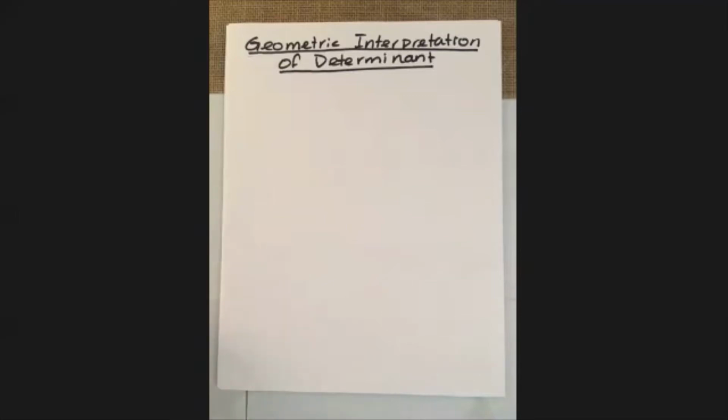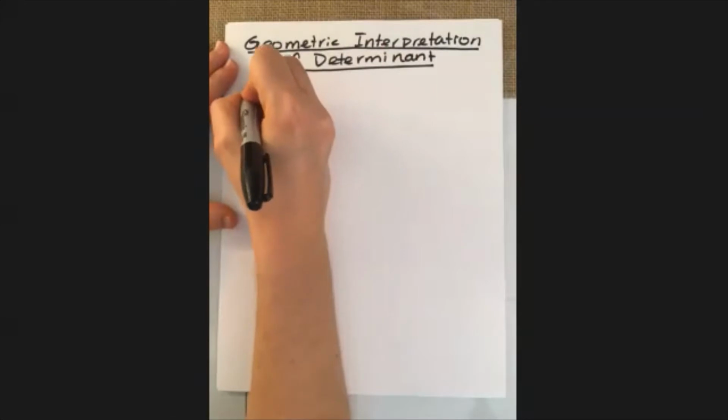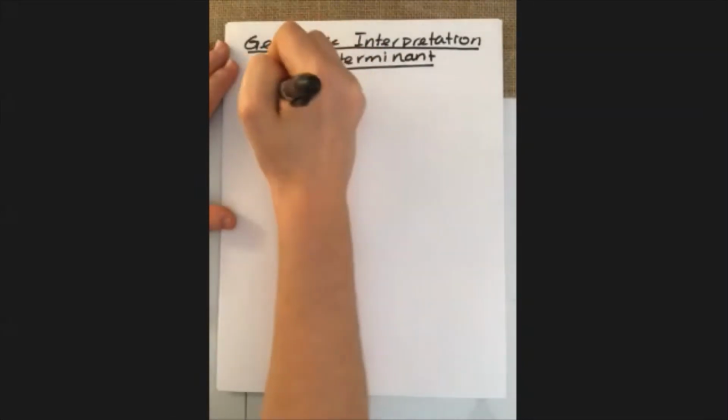In our last video, we talked a little bit about how to take determinants in the 2x2 and the 3x3 case. And in this video, we're going to take it a step farther and offer a geometric interpretation of the determinant and show a couple of examples of how this pops up in a 2x2 and a 3x3 case.